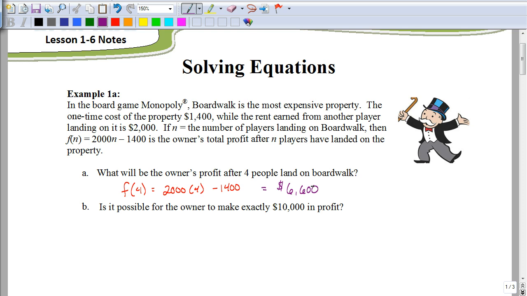Okay, so that's not solving an equation, but the next step is, it asks, is it possible for the owner to make exactly $10,000? When we see that word exactly, that means it's going to be equal to. So I'm going to set this equation up equal to 10,000.